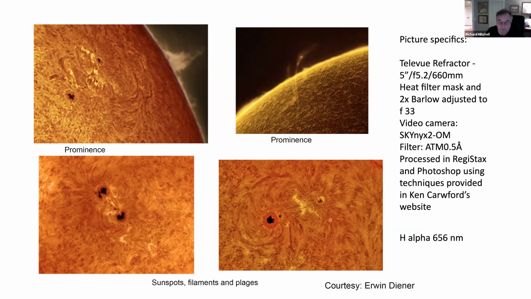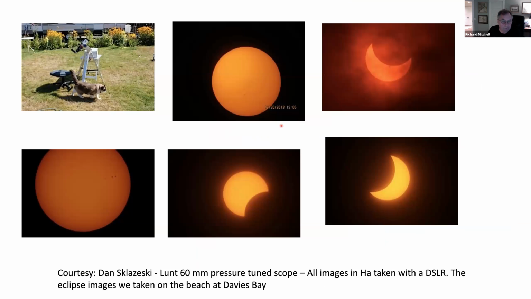Again, hydrogen alpha shows you what a hydrogen alpha filter can do. These are Dan Sligzewski's. This is a pressure tuned scope, so that presumably is hydrogen alpha DSLR. So that presumably is changing the wavelengths by changing the pressure within the etalon, which will vary the spacing between the reflectors, the mirrors at the end.